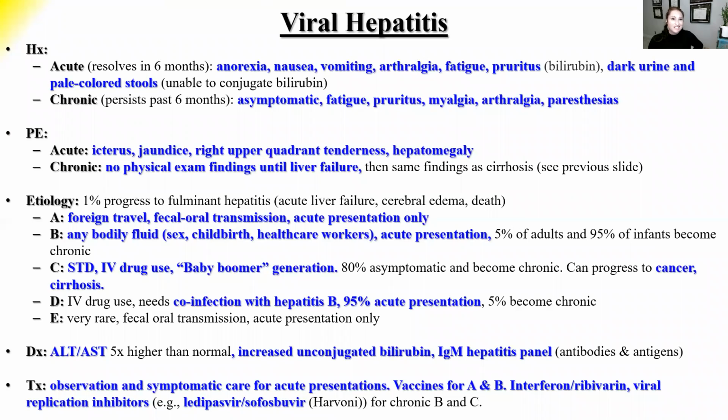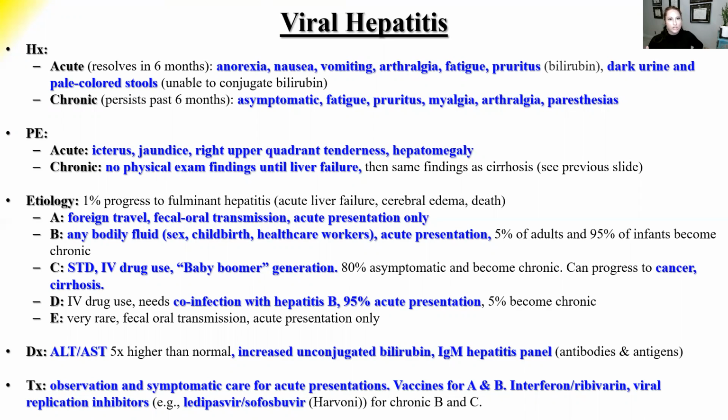Viral hepatitis. This has a lot of similar history and physical exam findings as cirrhosis does. We have two different types of viral hepatitis. We have acute and we have chronic. Acute is going to resolve within about 6 months. So the history for this one: anorexia, nausea, vomiting, arthralgia, fatigue, pruritus because of the buildup of that bilirubin, dark urine and pale colored stools because they cannot conjugate the bilirubin.